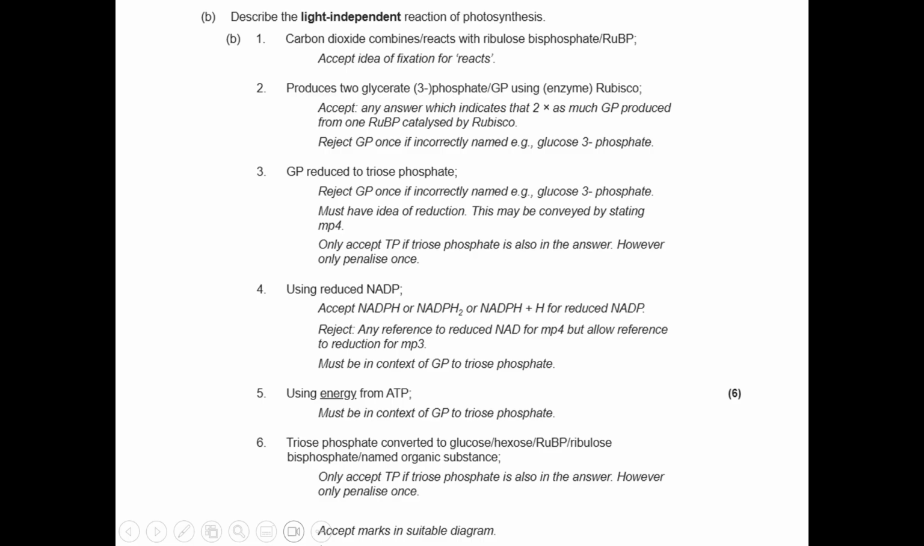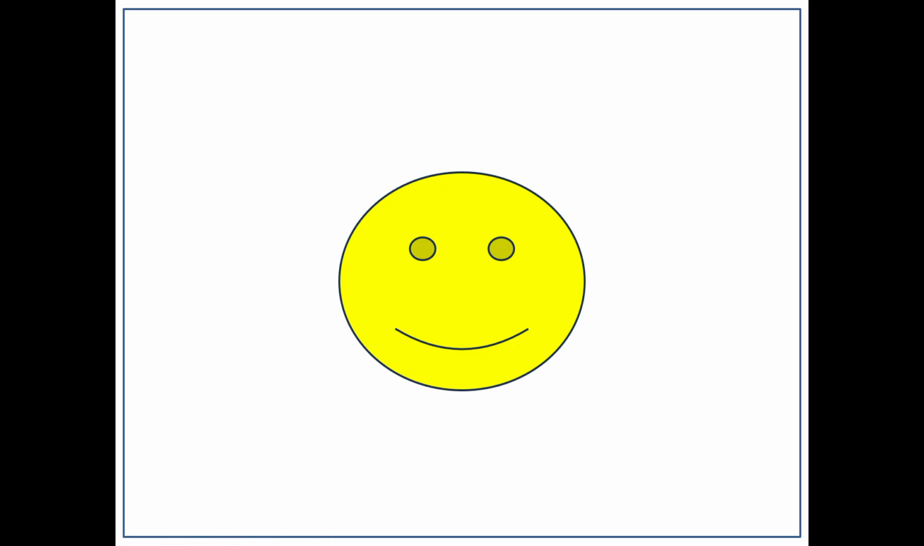It also accepts marks for a suitable diagram. I always say for a long mark answer, I would draw out the cycle first and then explain it, so it makes it easier. So that is the light-independent reaction of photosynthesis.